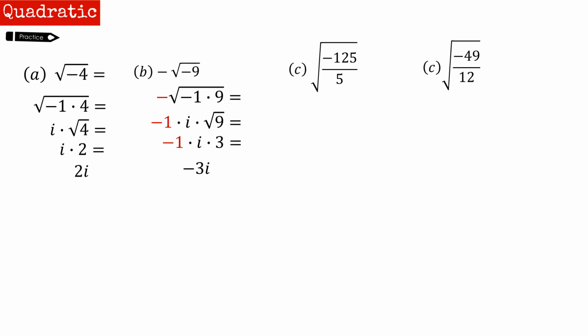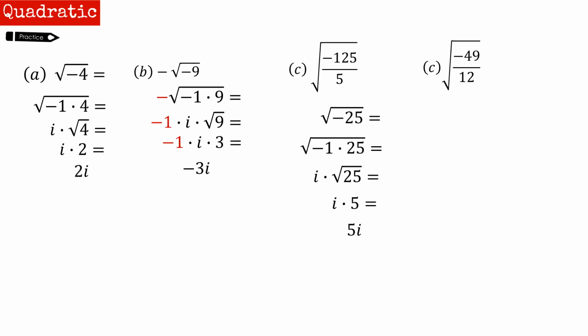For c, the first thing you should have done is divide. That gives us the square root of negative 25. That gives us the square root of negative 1 times 25. The square root of negative 1 is i times the square root of 25. The square root of 25 is 5, so our answer is 5i.